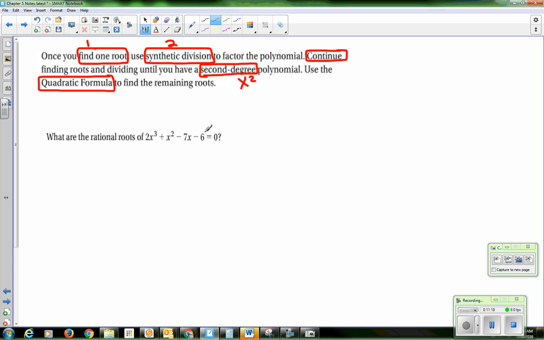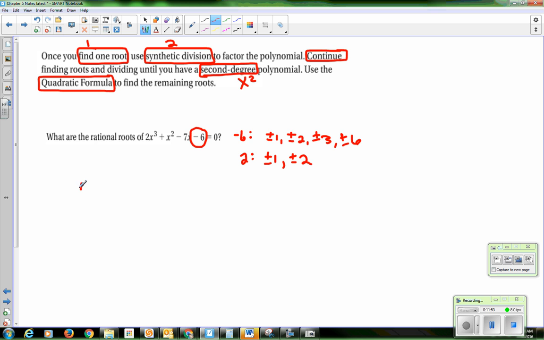So we're going to take a look at our constant term, which is -6. So we got plus minus 1, plus minus 2, plus minus 3, plus minus 6. All these guys are factors of -6. And then we're going to take our leading coefficient, and find its factors, thankfully. 2 only has 2 factors. So we're going to put together a list of possible rational roots.